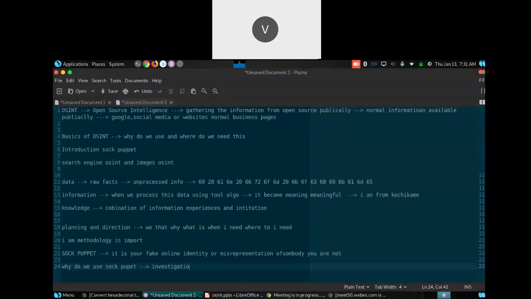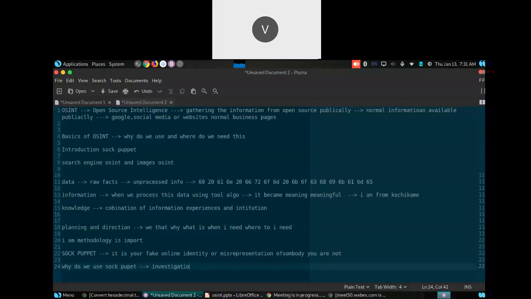When you are investigating somebody or targeting someone, you do not want that target to come back to you, and you do not want the target to know that you are investigating or doing research on them. So this is why you need a sock puppet.